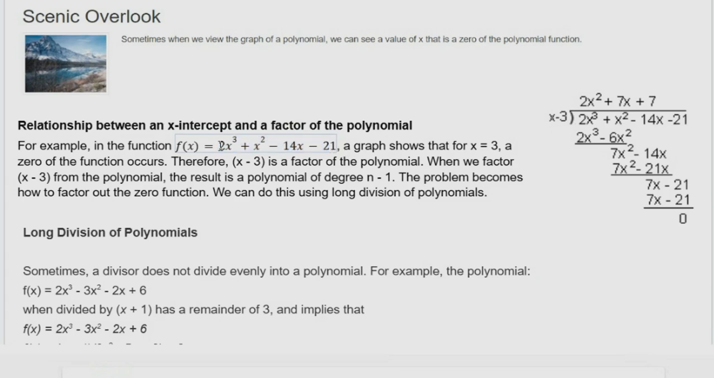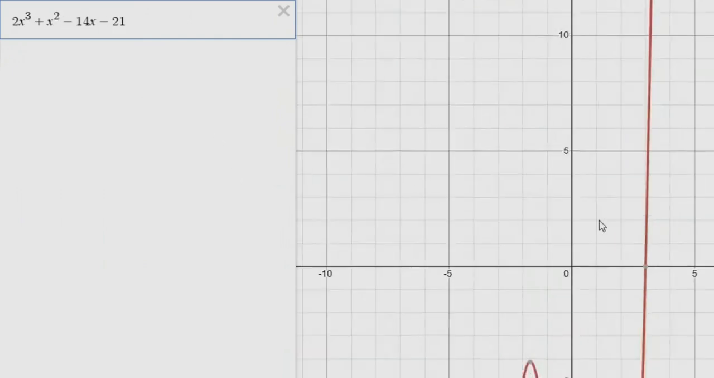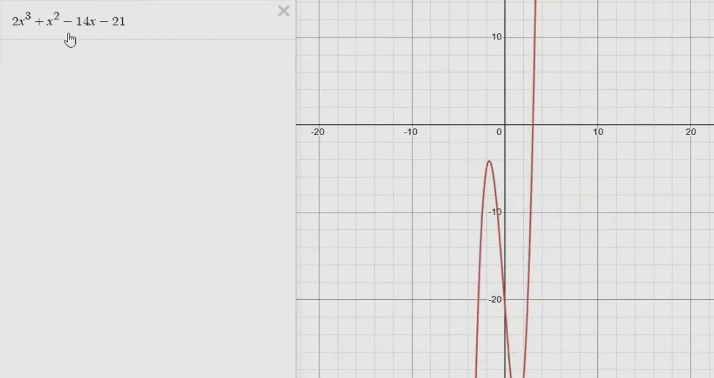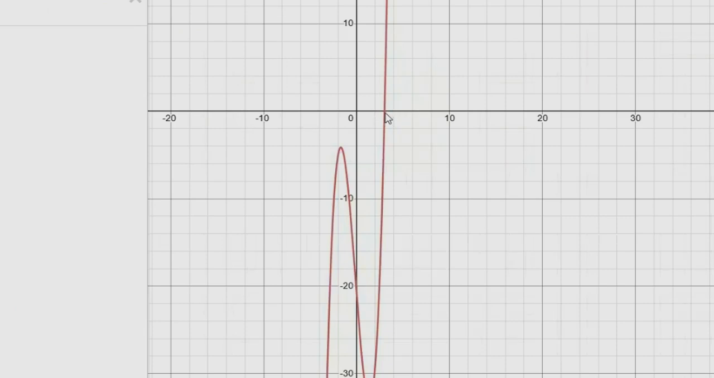let's put that on a graph to see what the graph shows. So we'll look at the graph ourselves and make this to the second power. Okay. There is the graph of the function they're talking about. 2x to the third minus x squared minus 14x minus 1. The graph shows that at x equals 3, a 0 occurs.